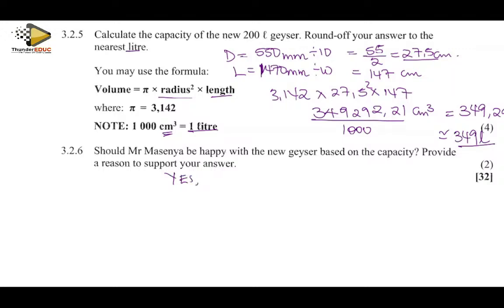Provide a research support because he has put more than the 200 liters expected.